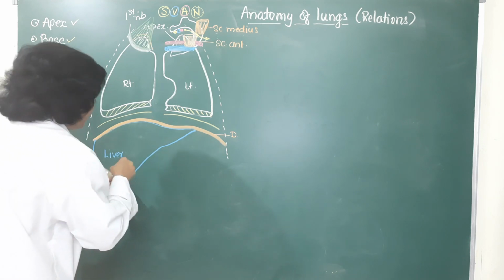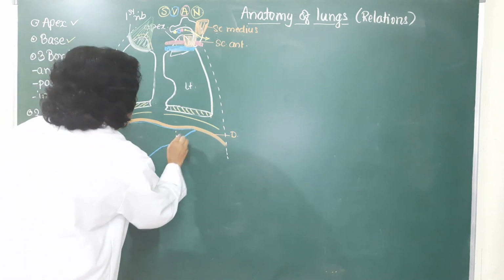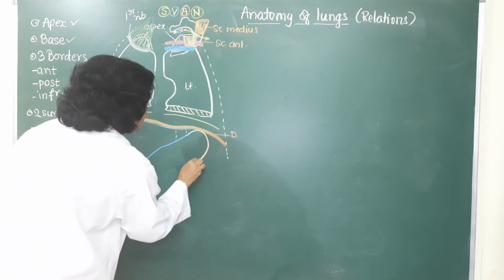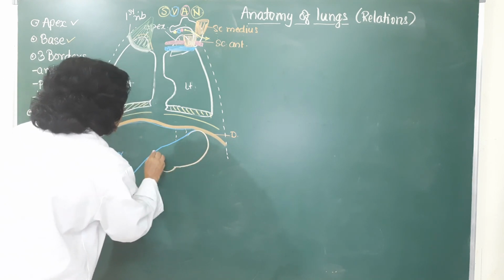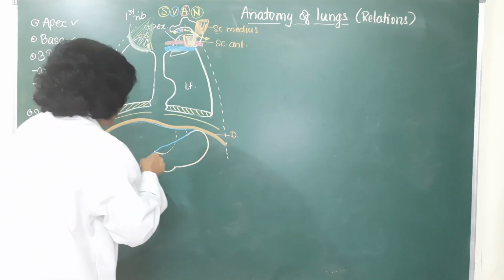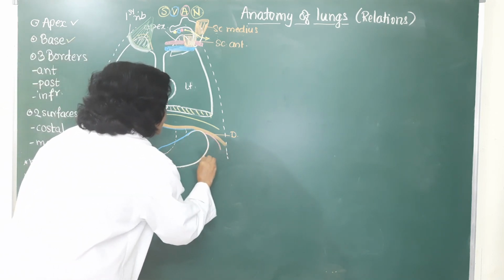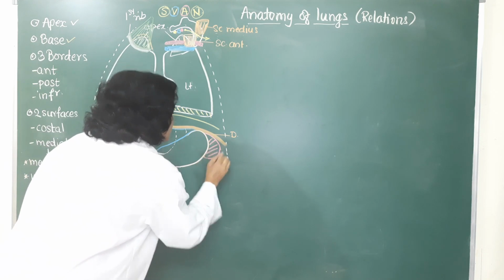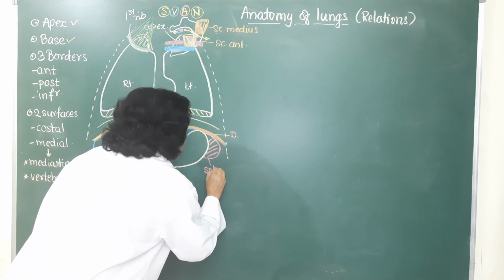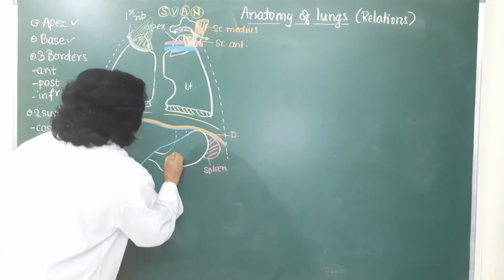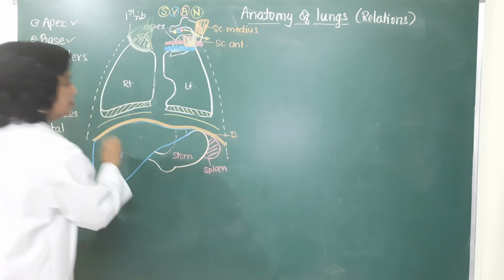While on the side here you will get the stomach, fundus of the stomach will be like this, and in addition to that, here you will get spleen. So this is spleen, this is stomach, and here is the liver.